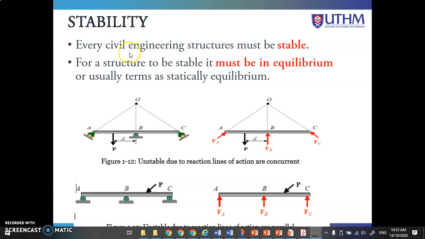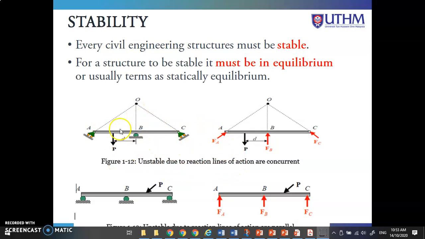Okay, so every civil engineering structure must be stable. For a structure to be stable, it must be in equilibrium, usually termed as static equilibrium. Okay, equilibrium ni maksudnya apa? Seimbang ke? Okay, so this is an example of an unstable structure.